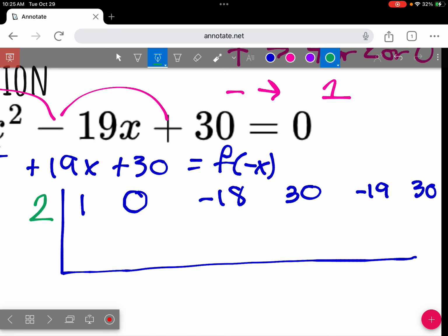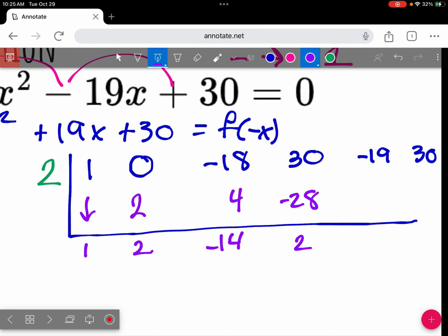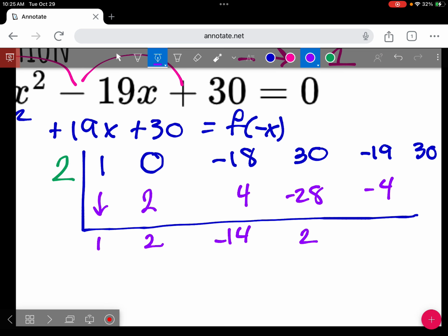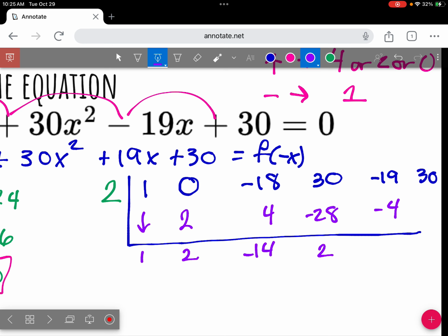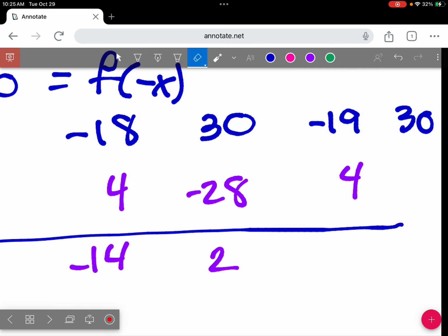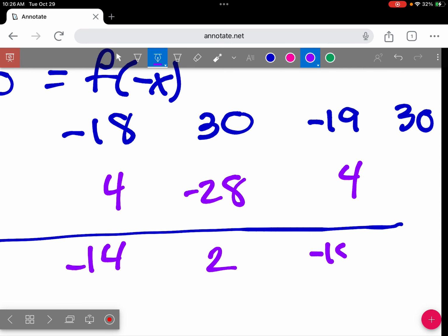So now do your synthetic division. You have 1, 2, 2, 4, -14, -28, 2, +4. There we go. -15, -30, and our remainder of 0.